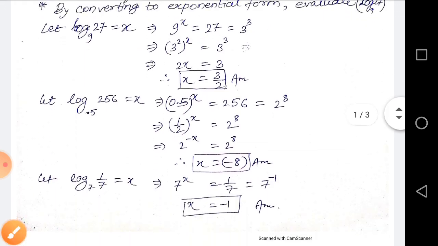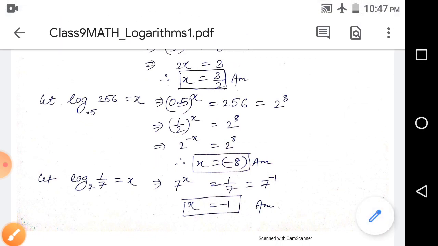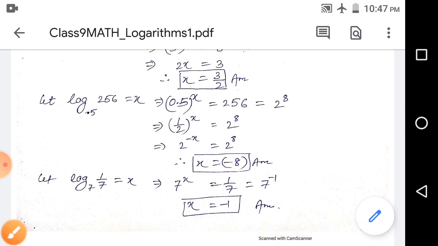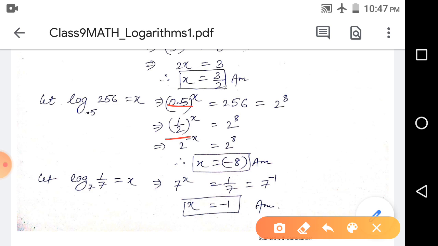Now we have the second question. This is also from your book. Log base 0.5 of 256 equals x. So we take this 0.5 with the power x. So 0.5 to the power x equals 256, and 256 is 2 to the power 8, and this 0.5 is 1 by 2. This 0.5 is (1 by 2) to the power x.